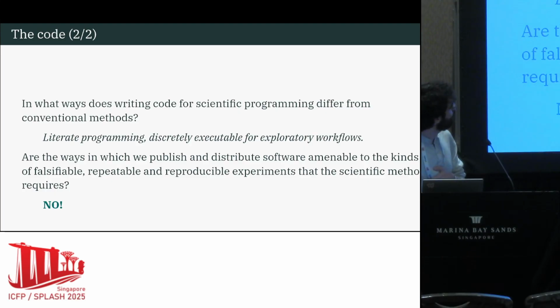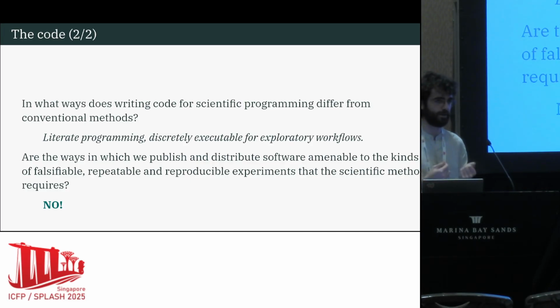And so I thought some questions might be useful. In what ways does writing code for scientific programming differ from conventional methods? And I think one of the main ones is that eventually there is usually some form of communication at the end. And we see that in things like literate programming. And that really does change the control flow of how we might execute a program. No longer are we writing a program and eventually we're going to run it as a standalone application. We're now discretely executing chunks of our program in an exploratory manner.